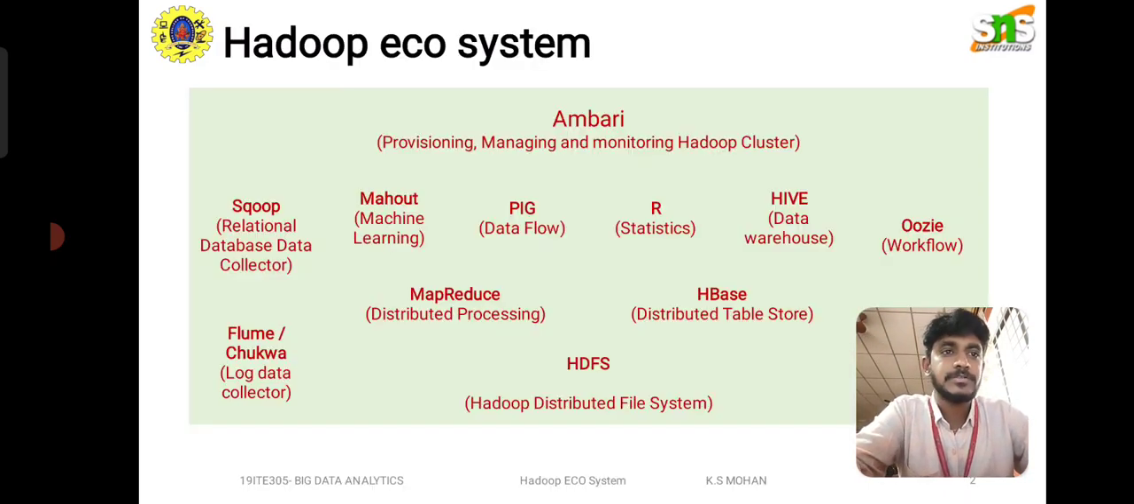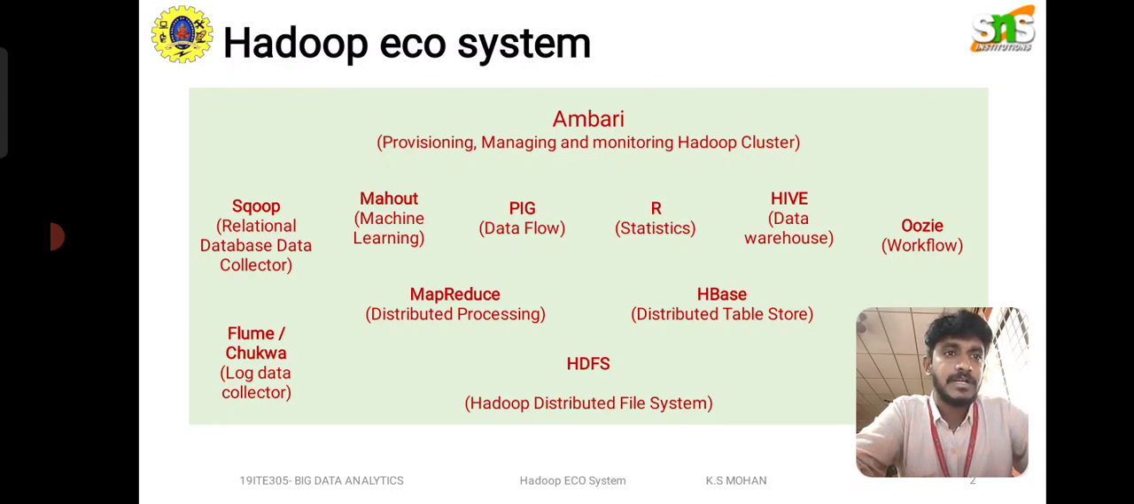In this slide, we can see what things are present in the Hadoop ecosystem structure. First of all, provisioning, managing and monitoring of the Hadoop cluster is present in the first layer. It is followed by the relational database collector, called Sqoop, and machine learning, which is Mahout. Then the data flows, which is Pig and R. It will have data flow and statistics kinds of things that can be carried out in the Hadoop ecosystem.